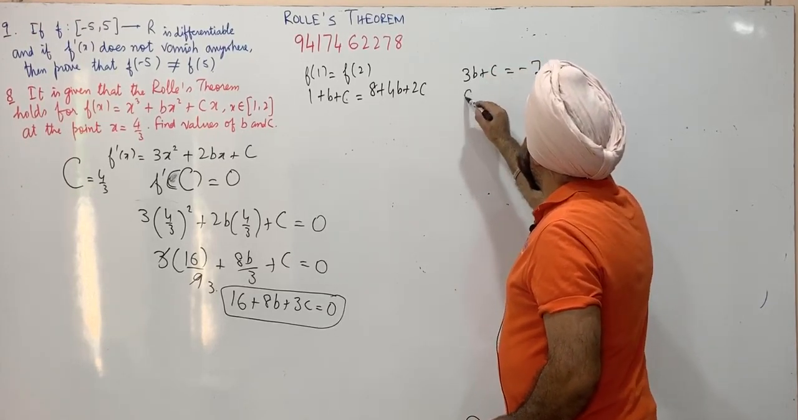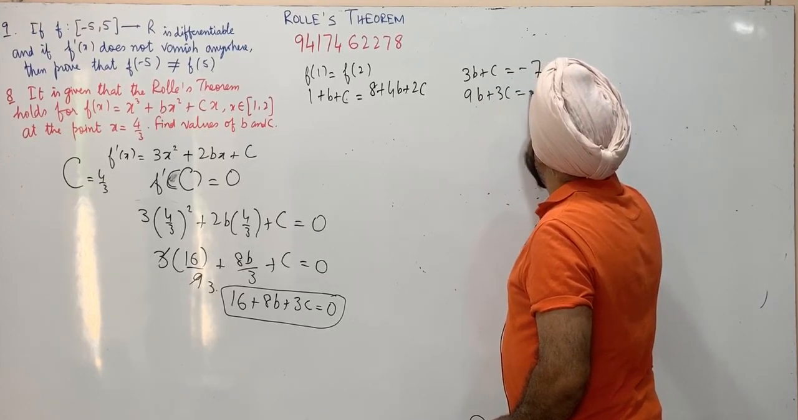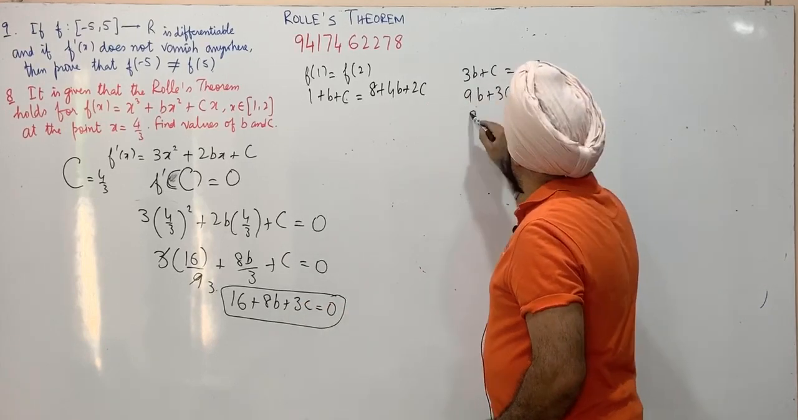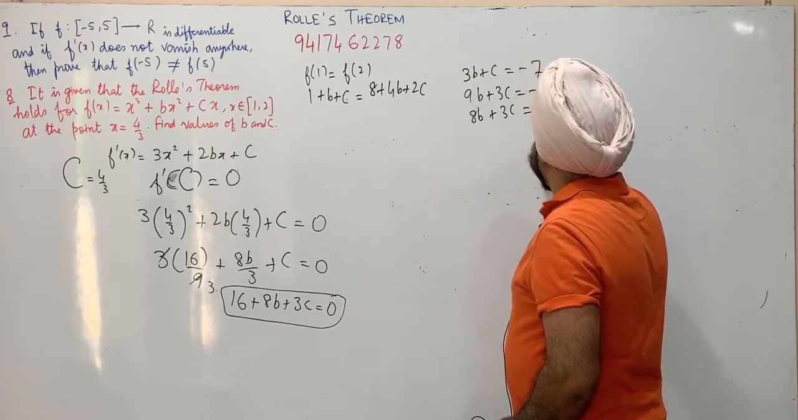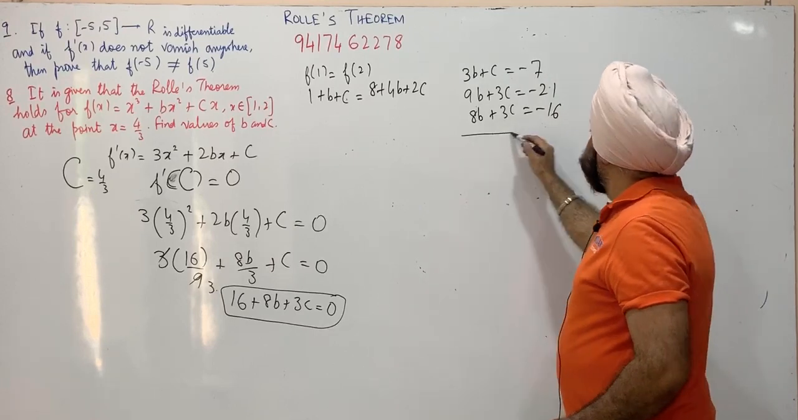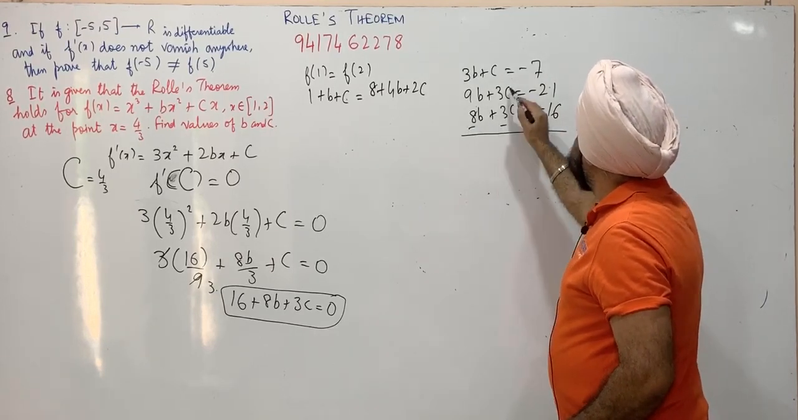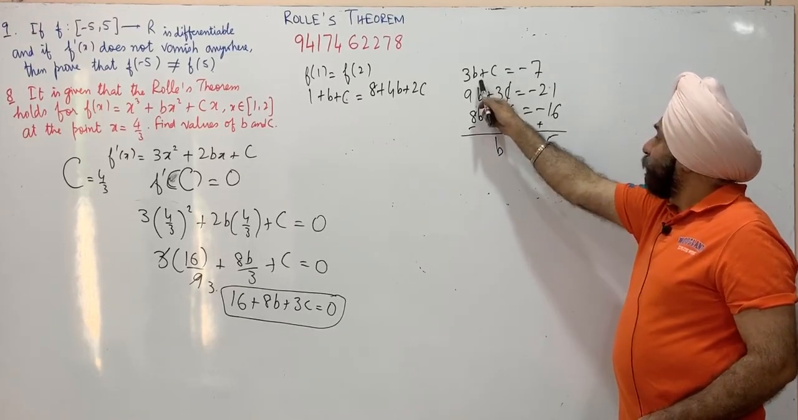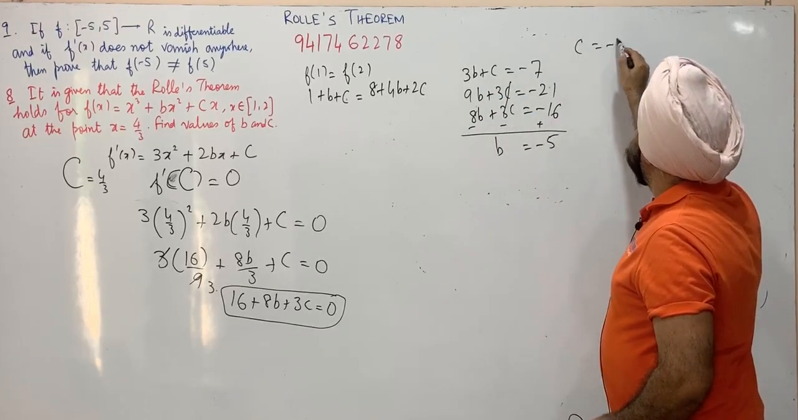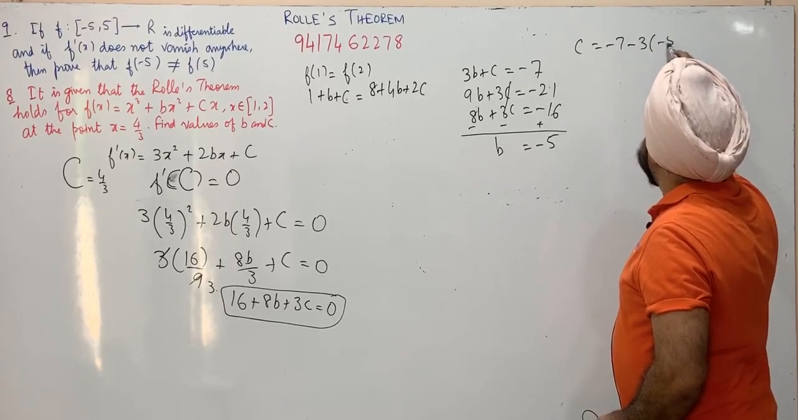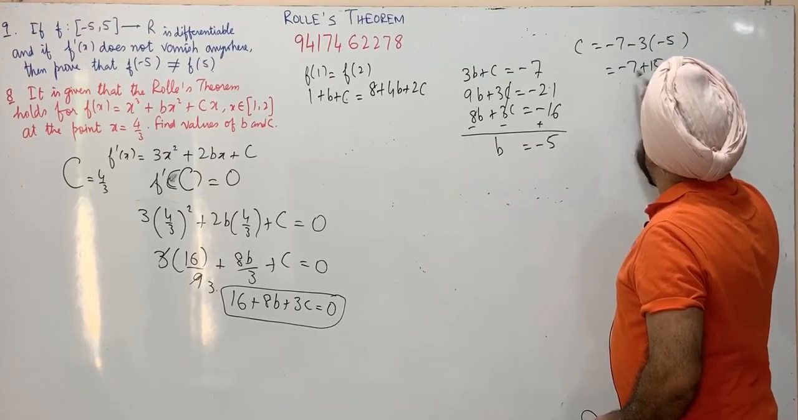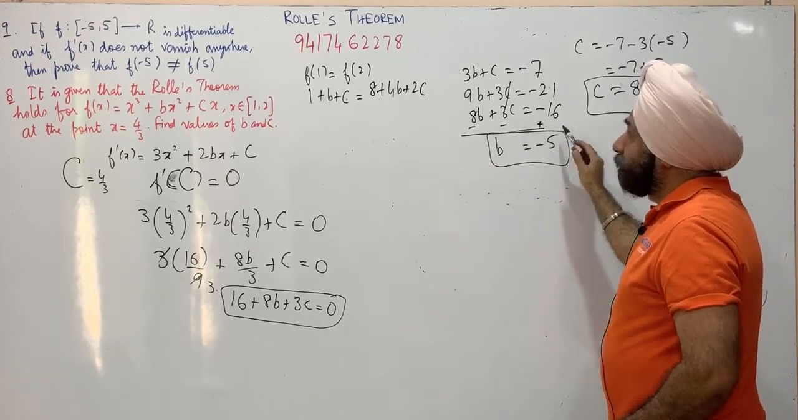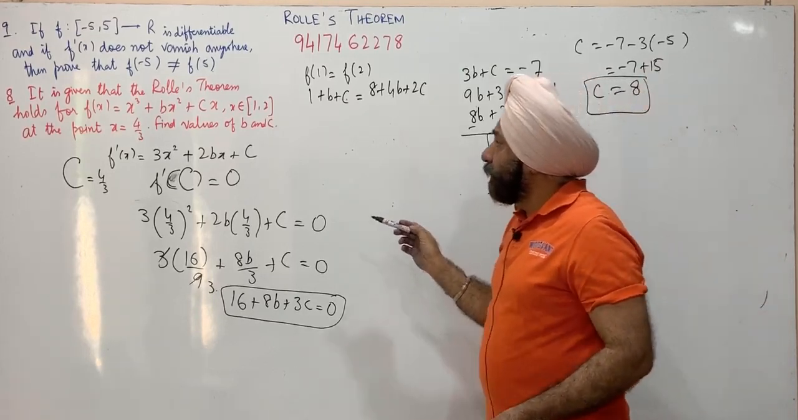Multiplying this by 3, it's 9b plus 3c is minus 21. And this is 8b plus 3c, this is equal to minus 16. We solve these equations simultaneously. This will cancel out. Value of b is minus 5. Substitute value of b minus 5 here. We got c as minus 7 minus 3 into minus 5. This is 15, so this is 8. So this is c and this is b. This is how we find out values of b and c.